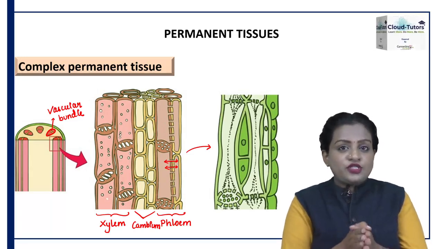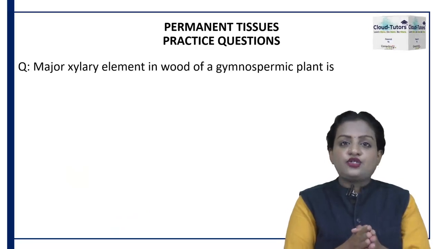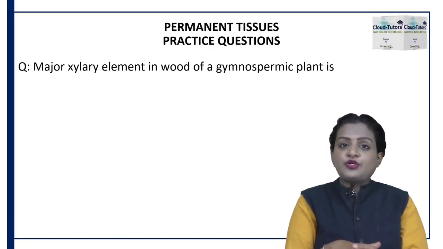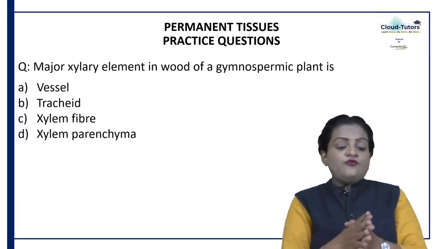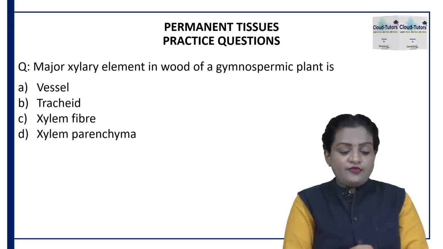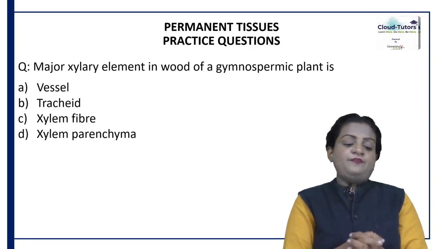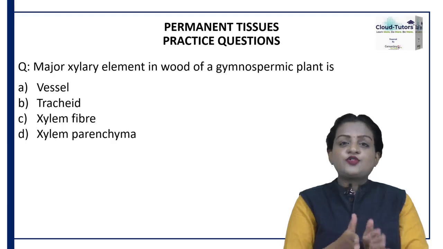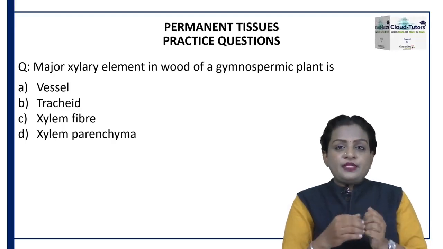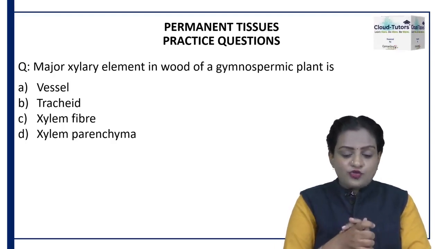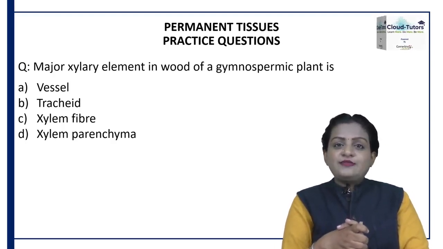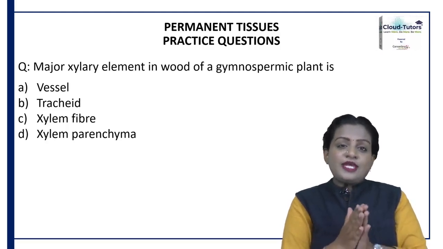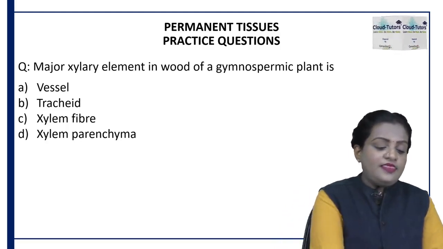Now let's see some questions related to these permanent tissues. Question is, major xylem element in wood of a gymnospermic plant is: option vessels, tracheids, xylem fibers, xylem parenchyma. Gymnosperms we know are below our angiosperms. Angiosperms are more advanced organisms. So gymnosperms in xylem, they do not have vessels, they only have tracheids. So major xylem element in the wood is the tracheid.